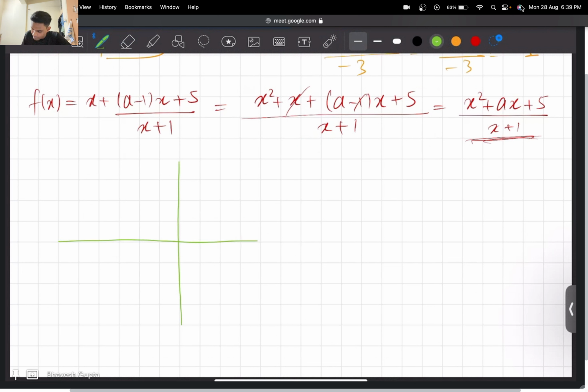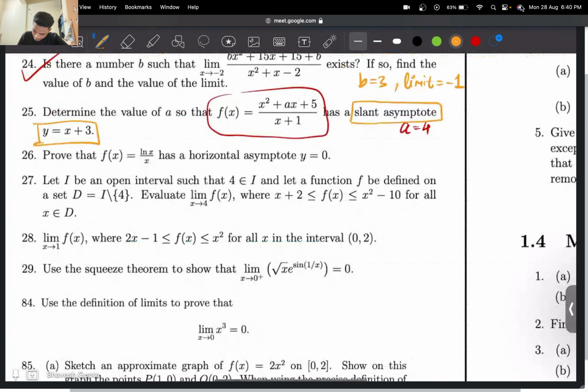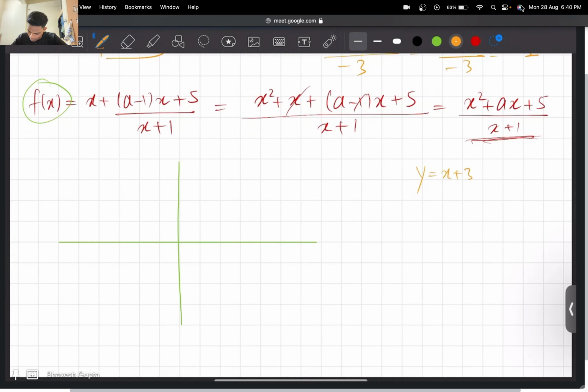The idea here is that you have a function f of x. You plot that function, and that function should make an asymptote with the equation y equal to x plus 3. You can see from here. So if I want to draw y equal to x plus 3, it turns out to be this, and we have some red color function drawn somewhere, and you want this function to make an asymptote with this.